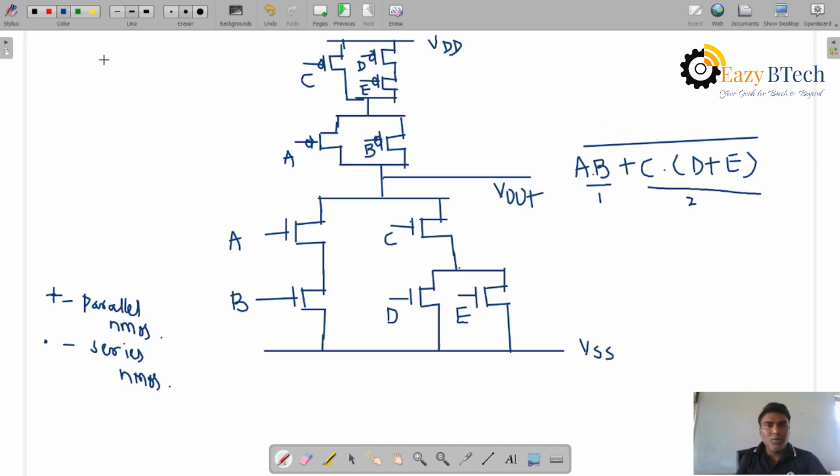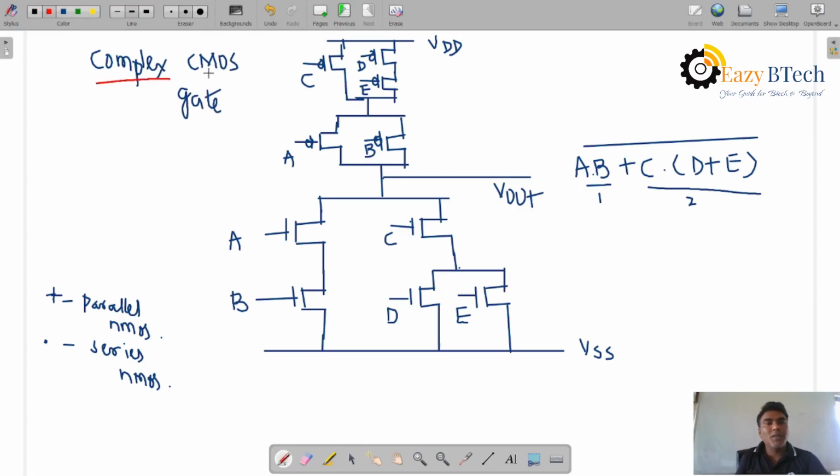It is a complex CMOS design, a complex CMOS gate.